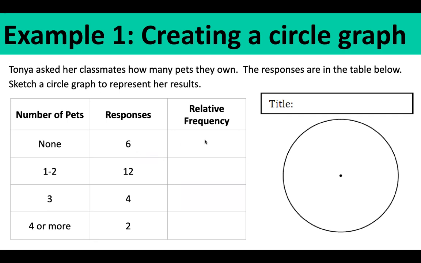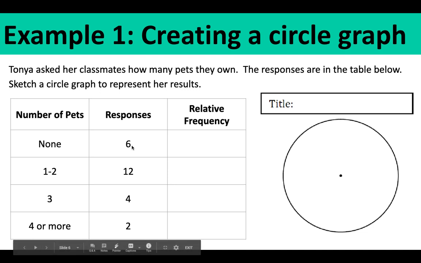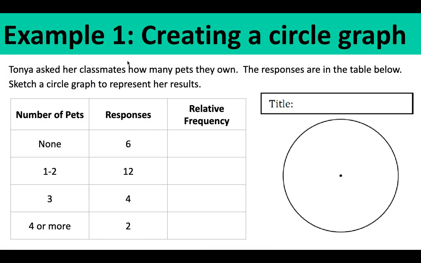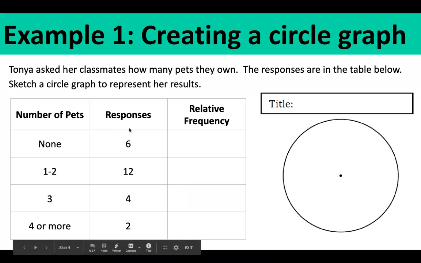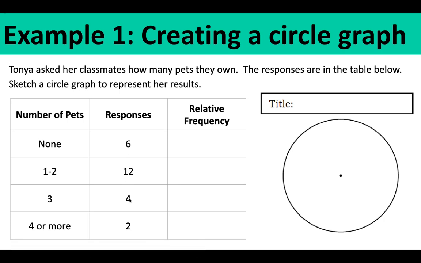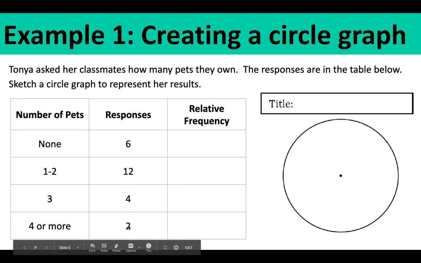Okay, so the first thing I'm going to do is figure out what the percentages or the relative frequencies are. In order to do that, I have to know how many total students I have. Remember, in a pie chart, nobody can answer more than one category, which makes sense here. The number of pets you have can't be in more than one category, right? It's got to be in one of these categories. So I'm going to figure out how many total people we have. So let's see, 6 plus 12 is 18, plus 4 is 22, plus 2 is 24. Right? So we have 24 people total.